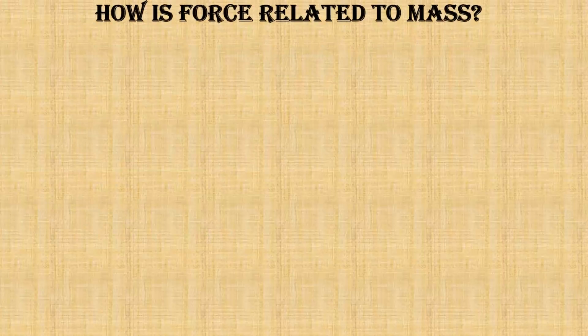Now, how is force related to mass? Once again, we review the effects of force. Force can affect an object in many ways. That is, force can stop a moving object. When a force is applied on an object in the opposite direction, it can slow down or stop a moving object.